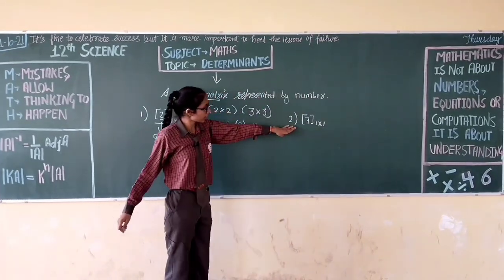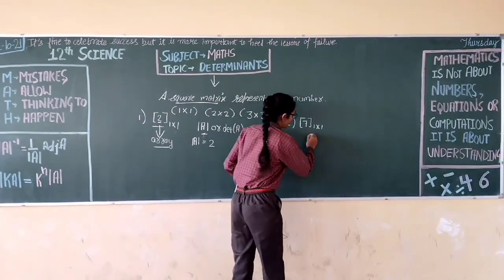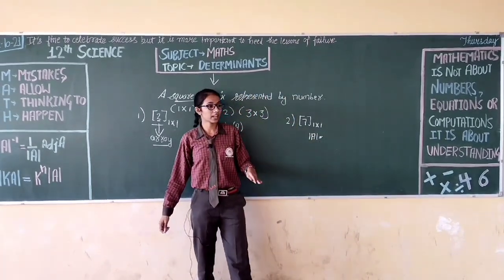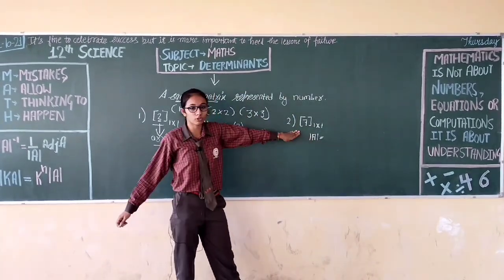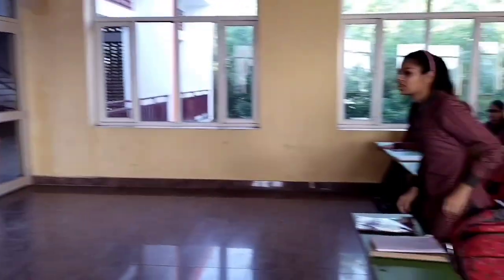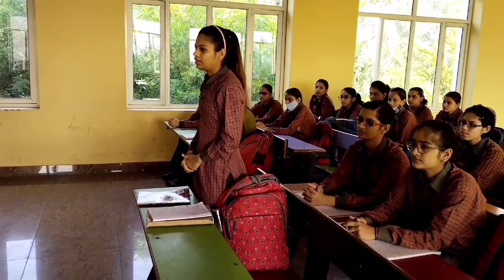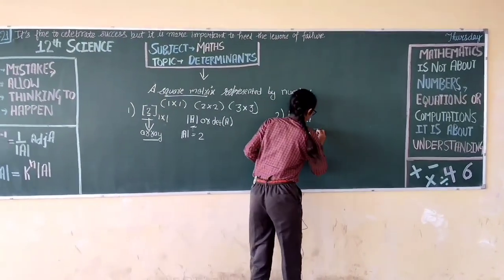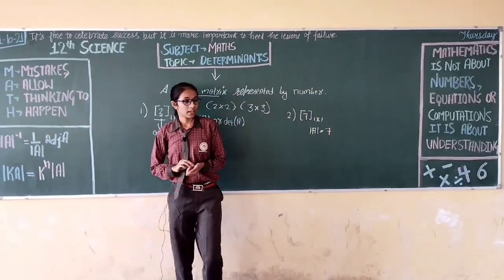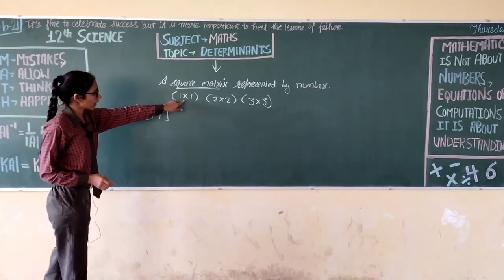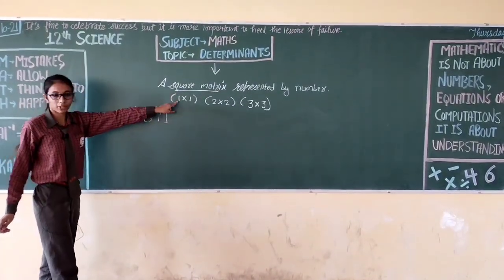This is also a matrix of order 1 by 1. Then what will be the determinant value of this matrix? Can anybody tell me? Simran, please tell me. The determinant value is 7. Yes, right answer. The determinant value of this matrix will be 7. Is it clear? Yes. We have learned how we can find the determinant value of order 1 by 1.